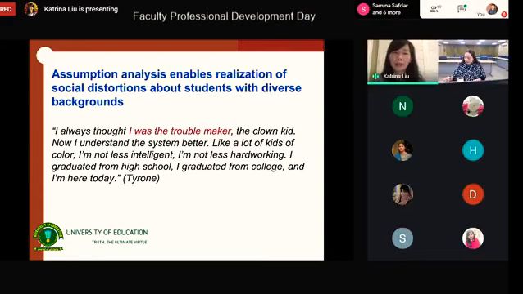The assumption analysis helped them realize some social distortions. For example, Tehran realized that he always thought he was a troublemaker. He had this psychic distortion, right? He was the clown kid. But now he started to realize, okay, I'm like a lot of kids of color. I'm not less intelligent. I'm not less hardworking. I graduated from high school. I graduated from college. I'm here today.